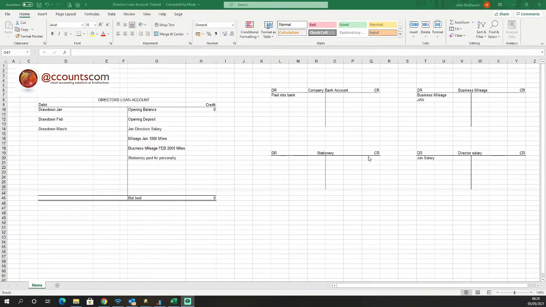So if we go to the desktop, this is how I would explain loan accounts just using T accounts. We show the debits and the credits, so this all really makes sense, hopefully, and gives you a great overview of what the director's loan account actually is.